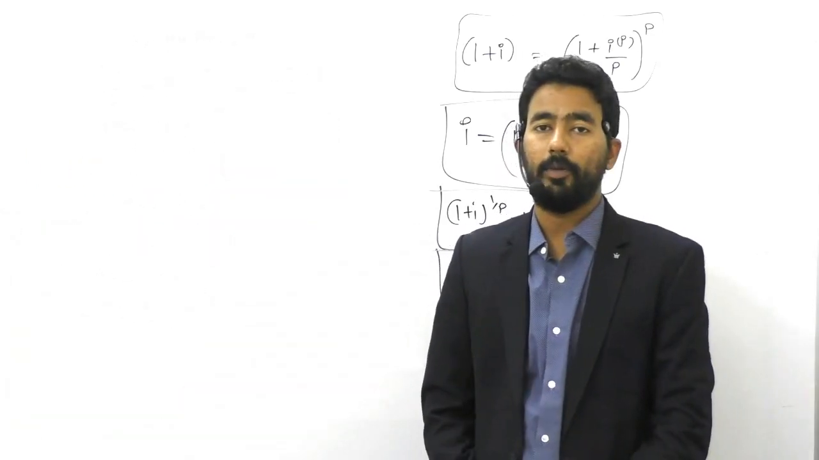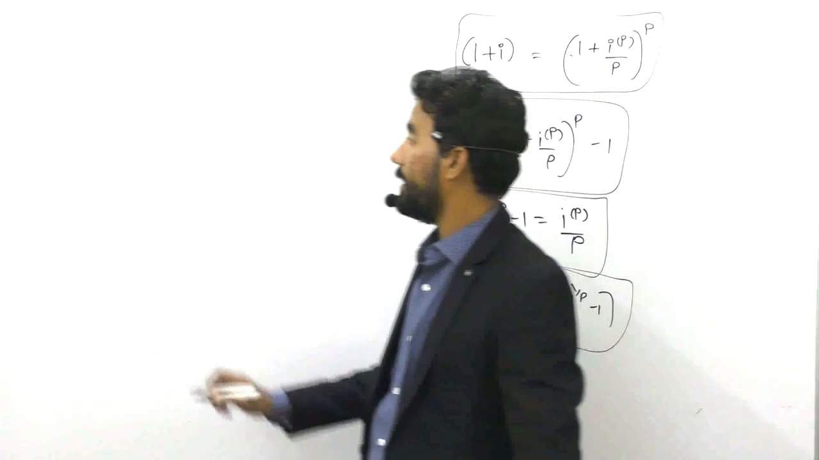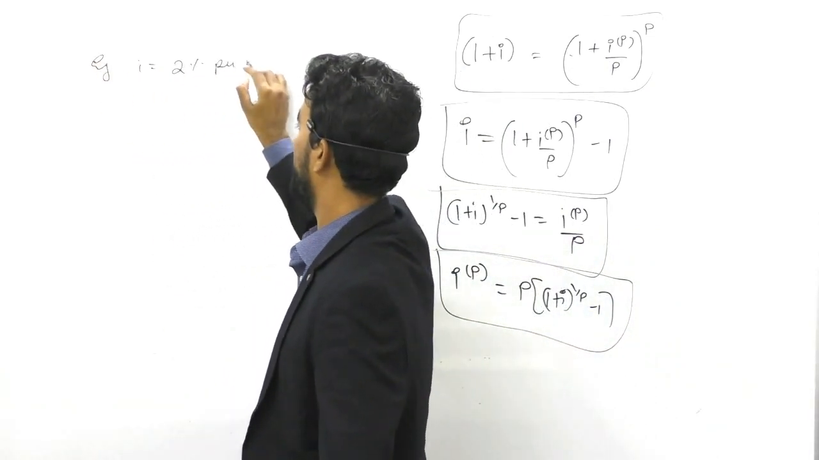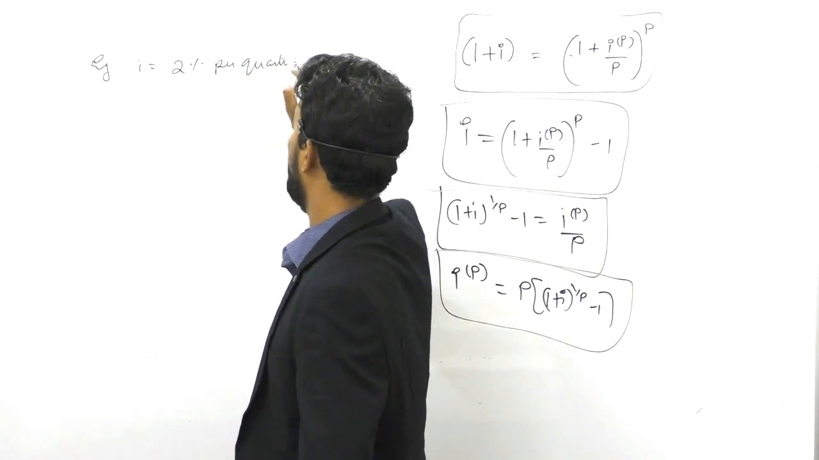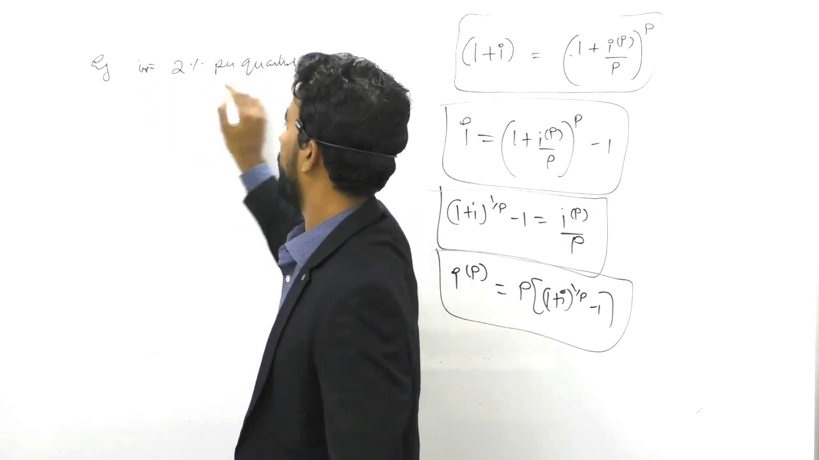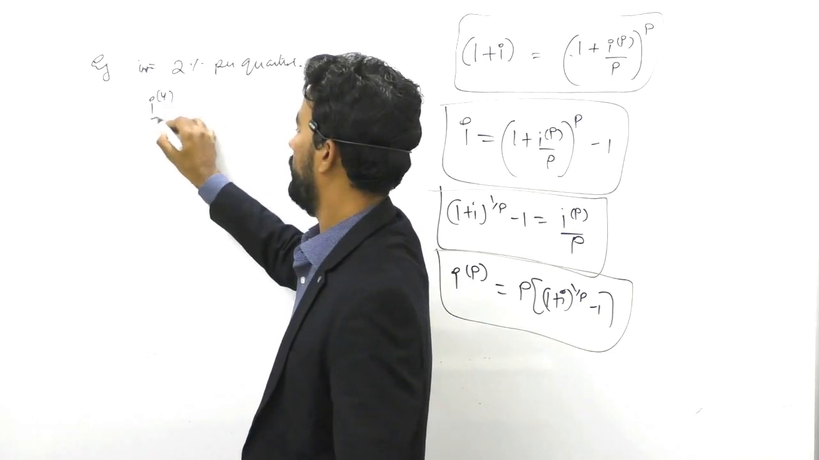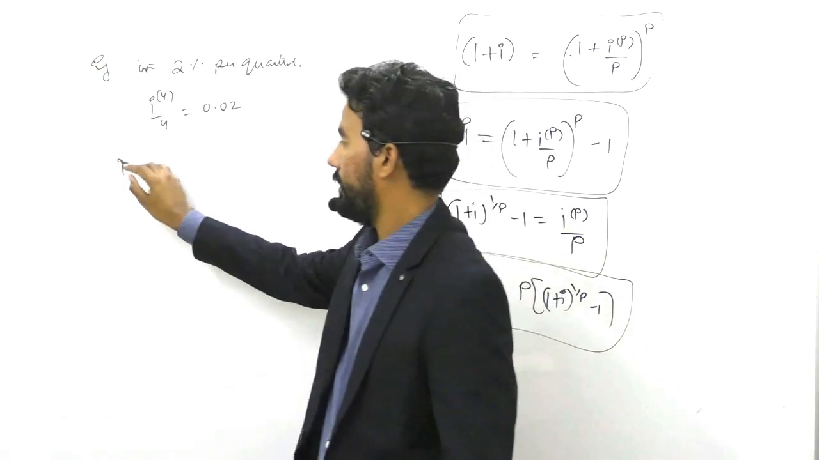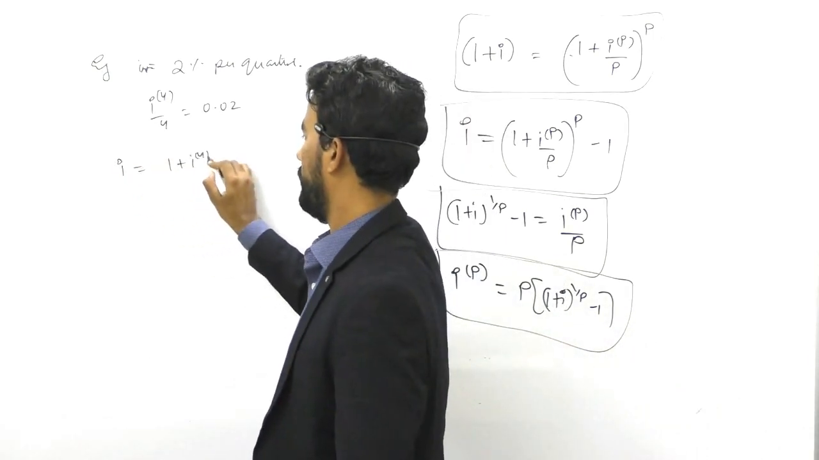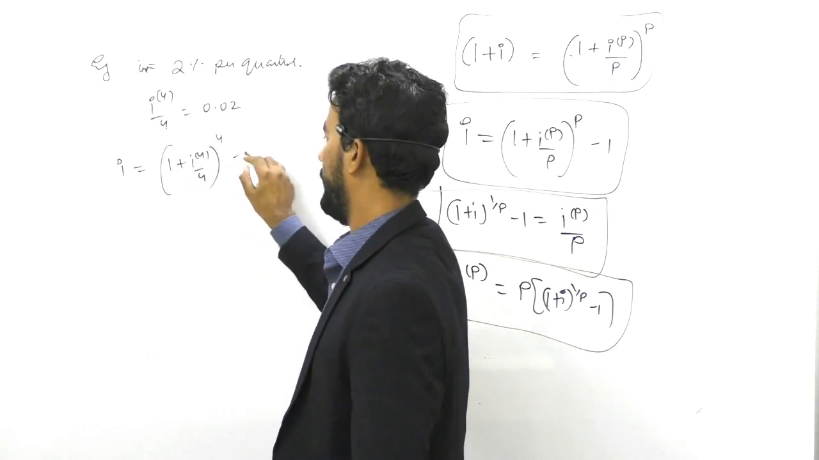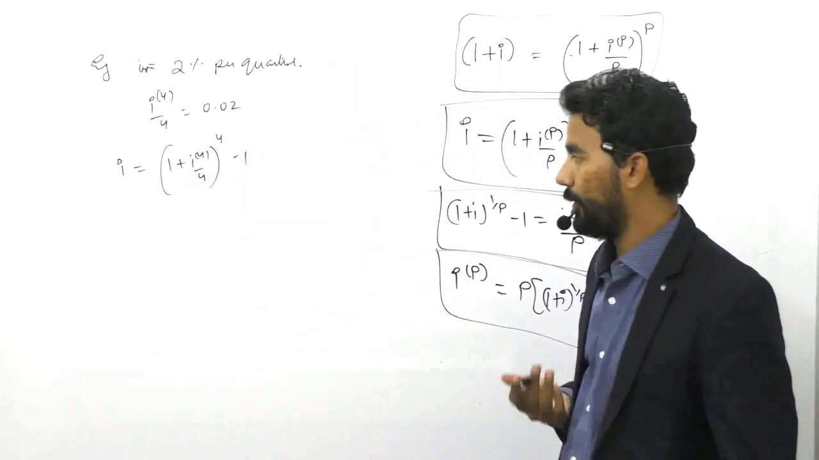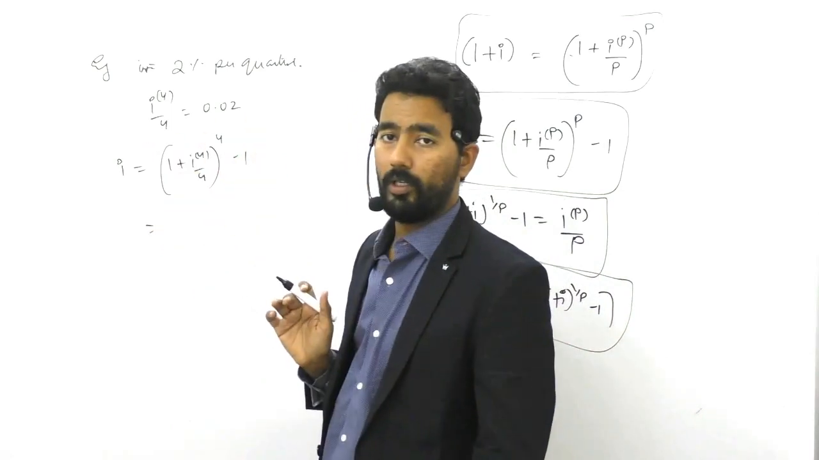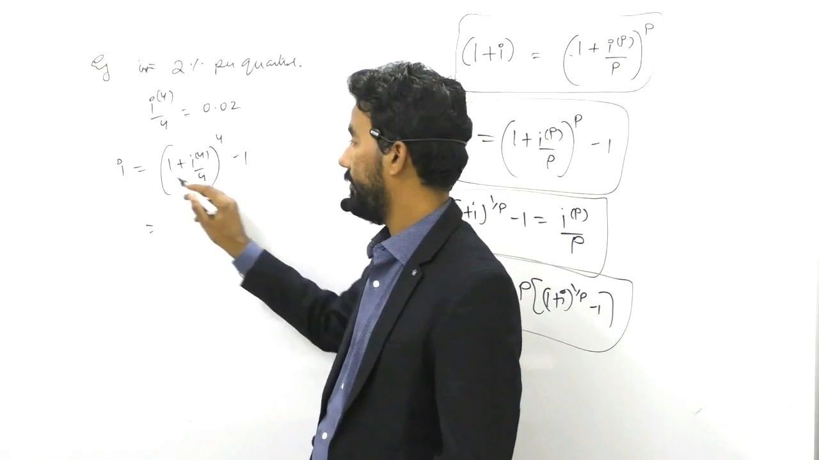One more example we can see to understand these formulas: let's say I tell you that the interest rate is 2% per quarter. So I can say that i^(4)/4 is equal to 0.02. Now if I want to find i, I have a direct formula, (1 plus i^(4)/4) raised to 4 minus 1. Now what is this formula actually doing? Forget the formula for the time being. We know that the quarterly rate of interest is 2% and we need the yearly rate.